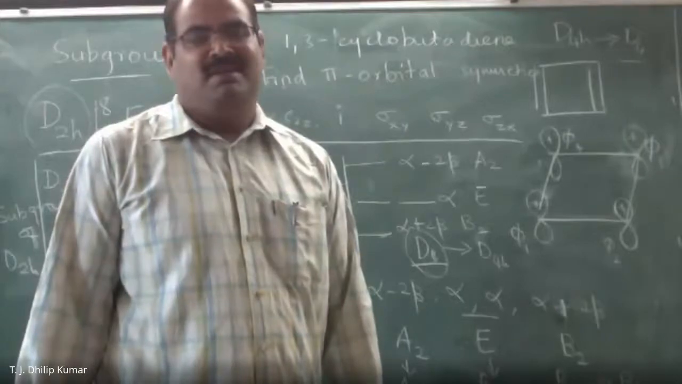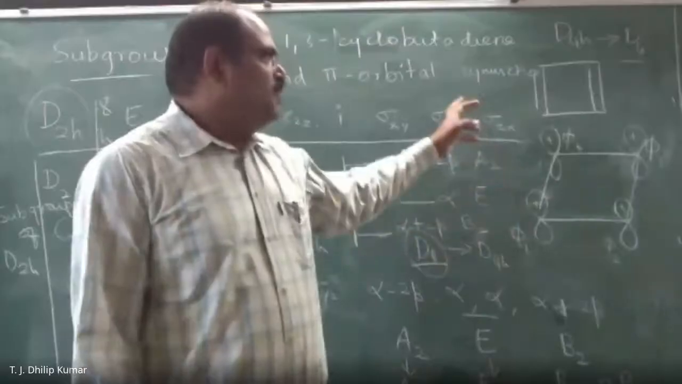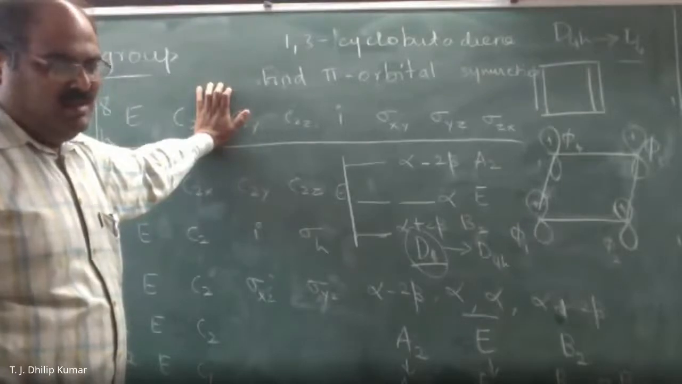Sir, excuse me, sir. If we are only asked to find the pi orbital symmetries, we can do this in a qualitative way also, right, by applying the symmetry operations over the orbitals. Yes. For pi orbital symmetries only, by applying only the operations.